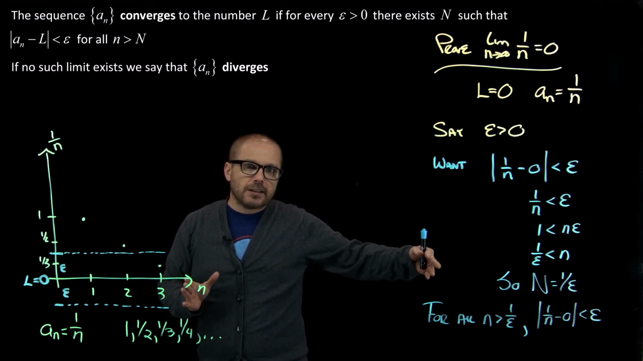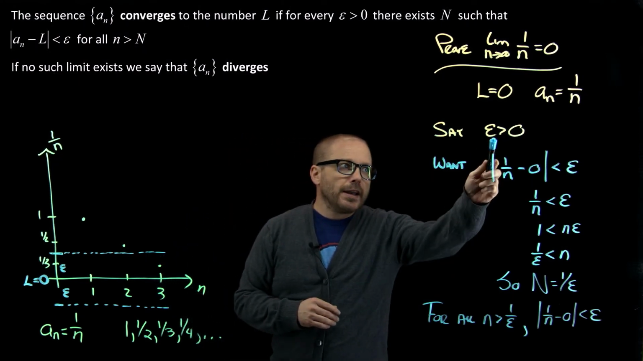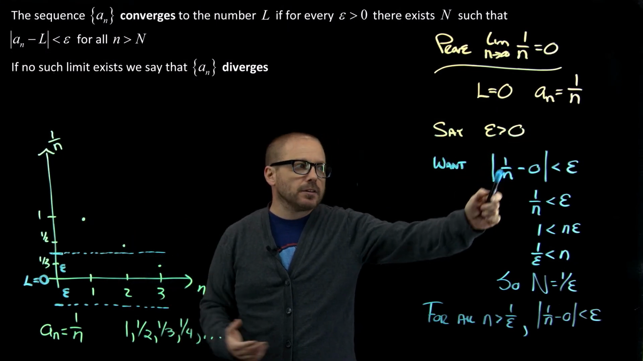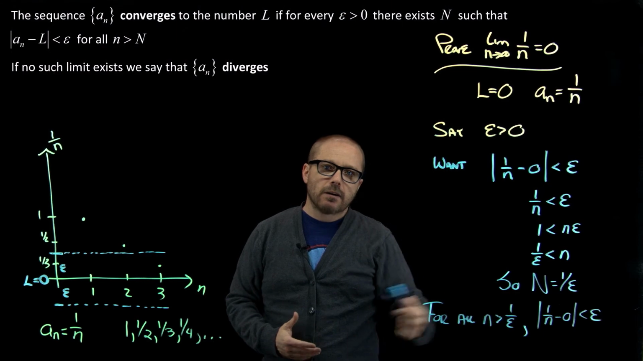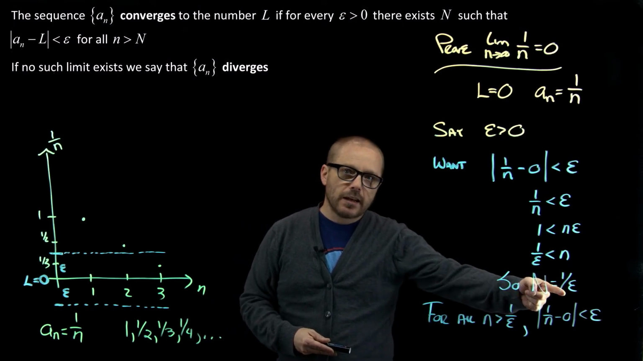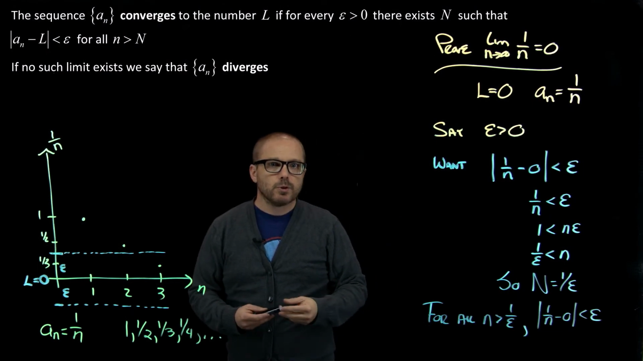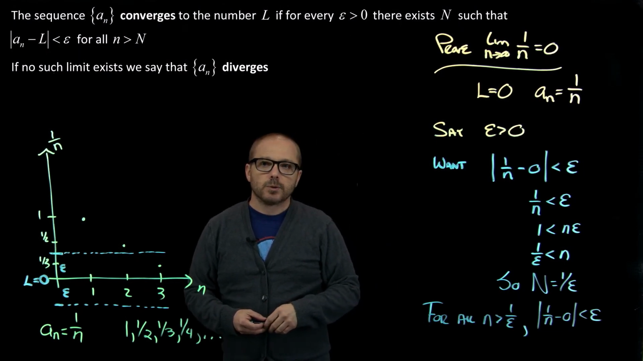But we've proven that it's true for all epsilon because we didn't specify the epsilon. We just said, take your pick. Any number bigger than 0, if we go out to 1 over that number, everything else out past that will be within epsilon. So we've proven that the limit equals 0.